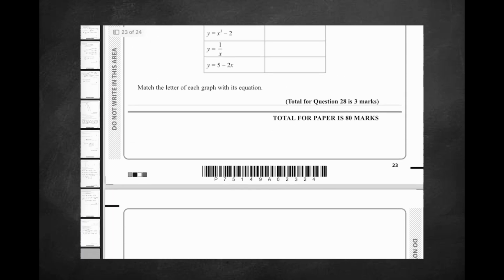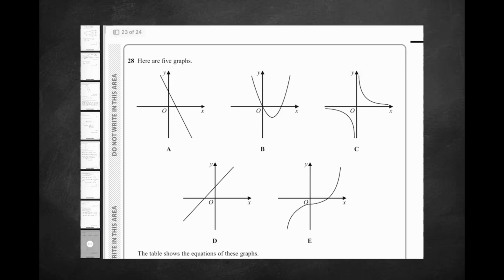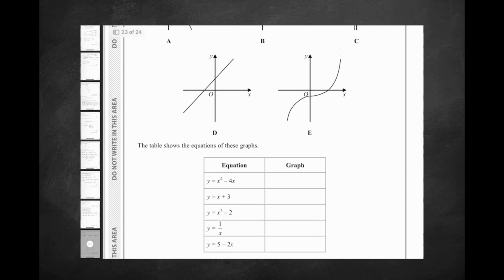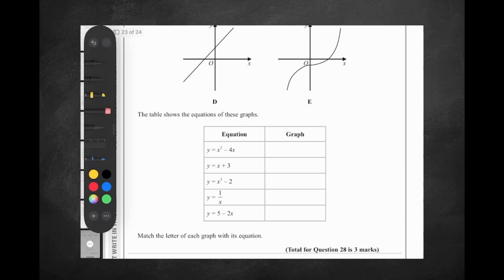And I believe this is the final question. It is. So question 28. Here are 5 graphs. The table shows the equations of these graphs. Match a letter of each graph with its equation. So we'll start with the first one.